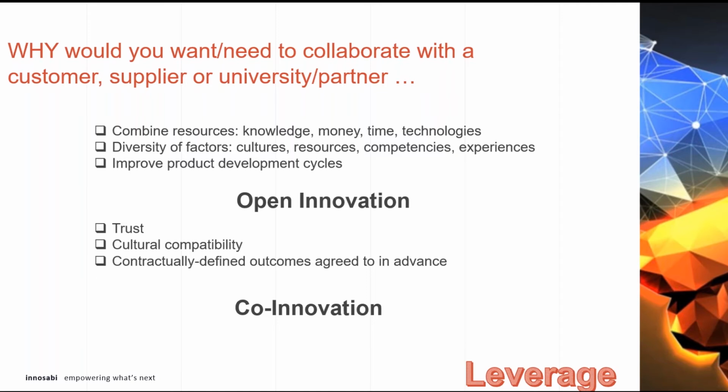All that is generically wrapped up into a box called open innovation. And then, as I mentioned on the previous slide, trust is an aspect, as well as cultural compatibility, contractually defined outcomes, et cetera. And all this leads to something called co-innovation. And the theory here is that if you can leverage your customers' or your suppliers' or your partners' knowledge, money, time, and technologies, those are things you don't have to have or utilize yourself, and you can utilize those factors to do something else. So leverage becomes a key important part of this.